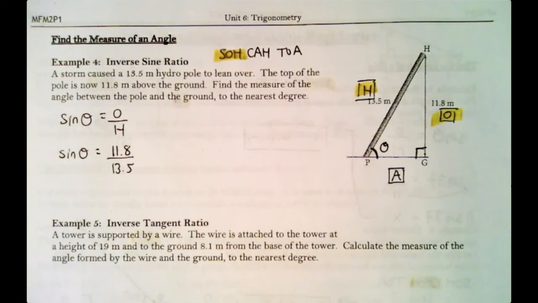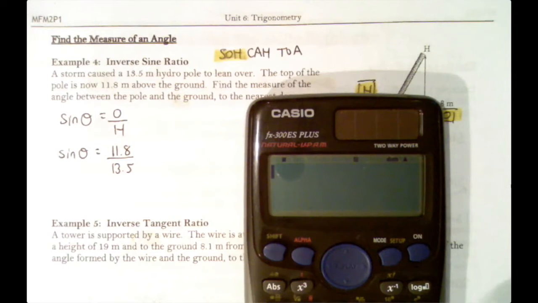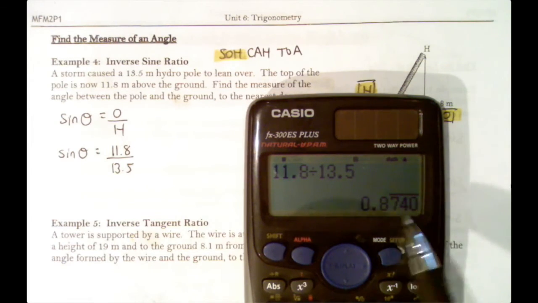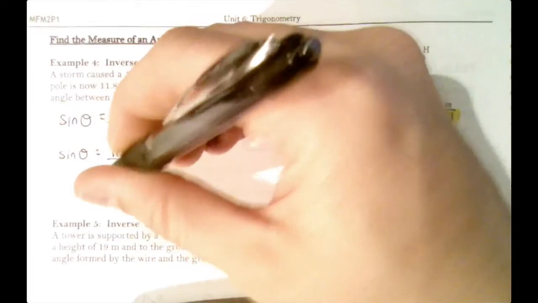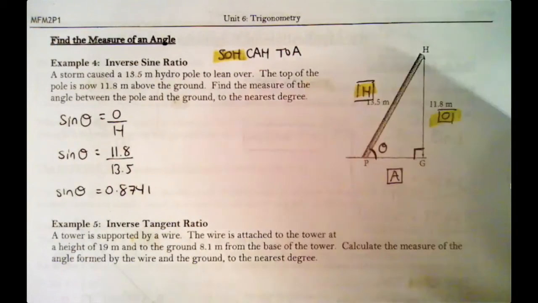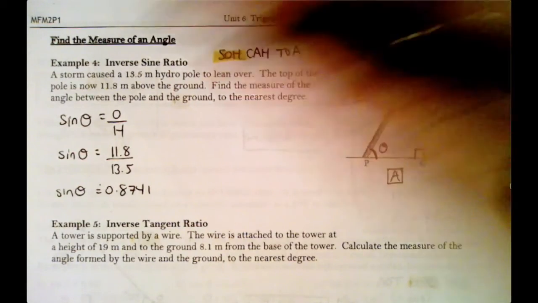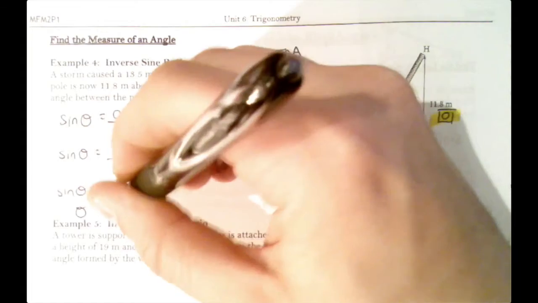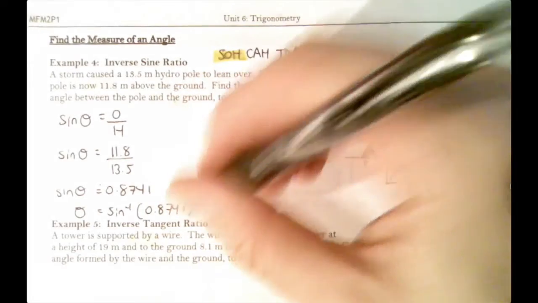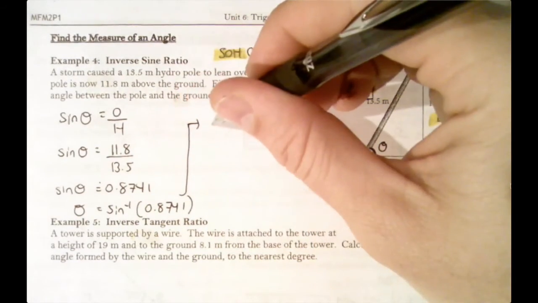All right, and in this example, we'll do the division and get the decimal. So we got 11.8 divided by 13.5. We get 0.8740, and the 740 is repeating. So if we round, we get 0.8741. And we rounded, so I'm going to put the dot over the equal sign. And now, if we want our angle, we just do sine inverse of that decimal. So remember, if you're going to do the division and get the decimal, I want 4 decimal places to make sure we get the answer right.